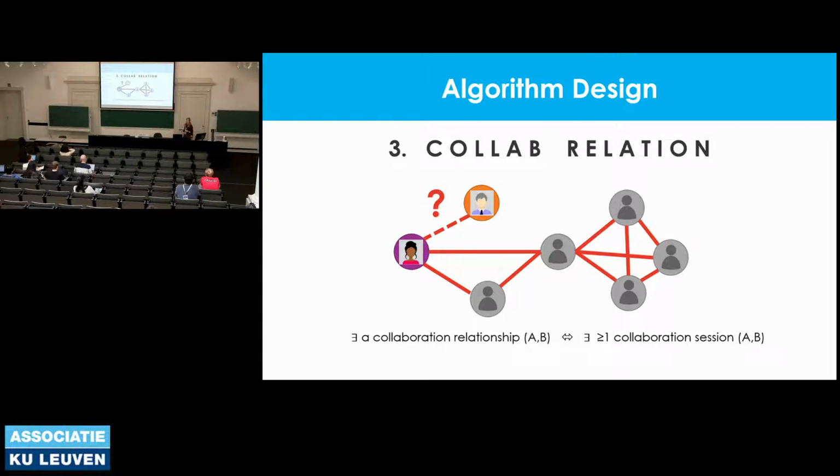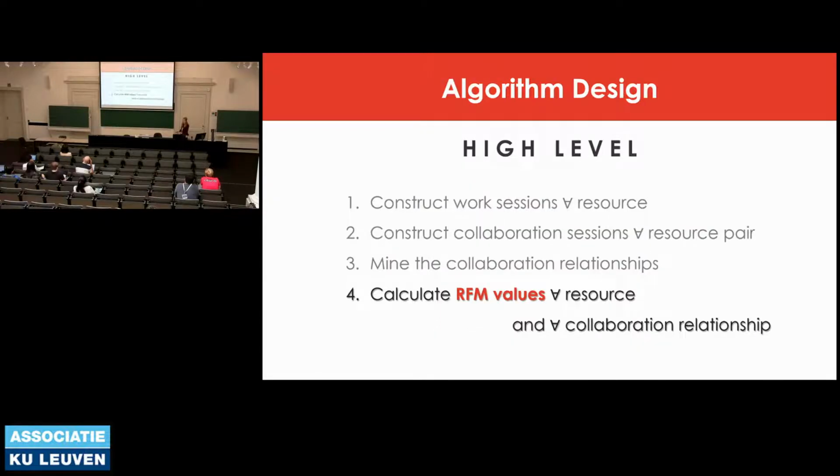Then we're at step 3 of the algorithm, which is we make a network, and we have to decide, is there a relationship between 2 resources? There is one if they engaged in at least 1 collaboration session. So we saw from the previous slide that they had 3 collaboration sessions, so they should be connected in this graph. Okay, so now we have the general graph structure.